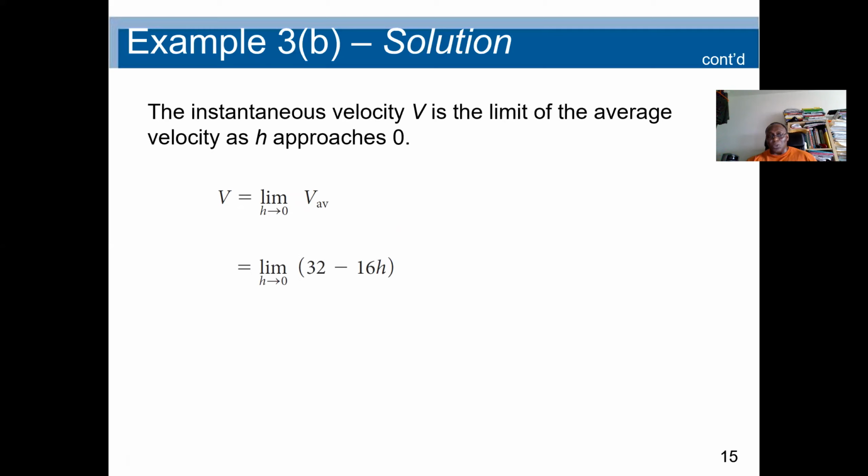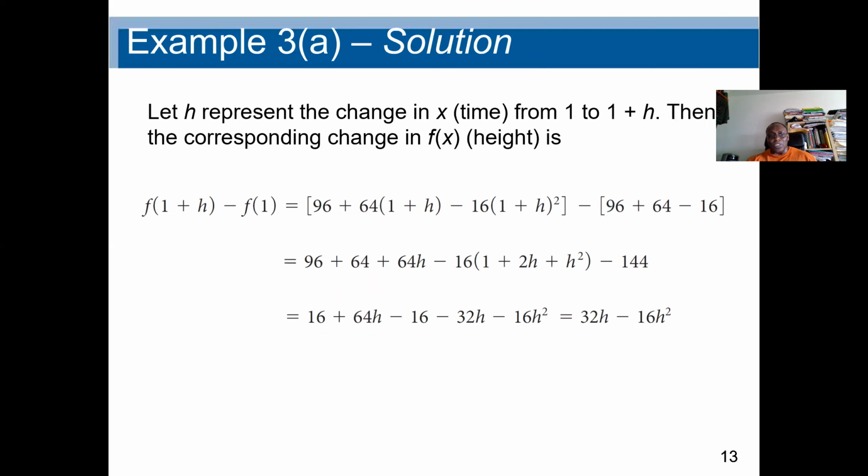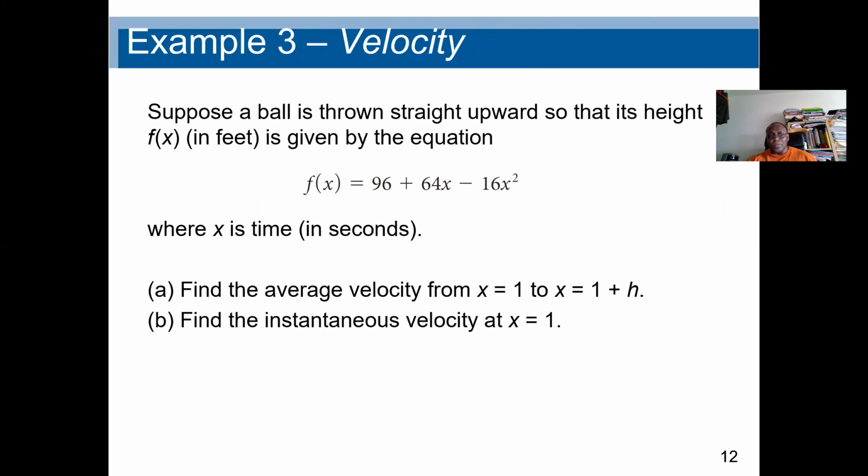And if h approaches 0, the answer will be 32, as we said, based on the question. Why h approaching 0? Because let me read the question one more time. We suppose a ball is thrown straight upward so that its height is given by the following. Since we are not moving, h will approach 0, because the ball is thrown upward and then downward.